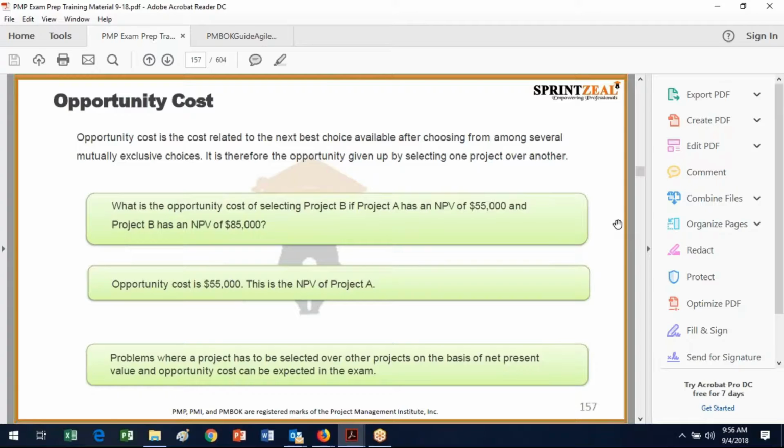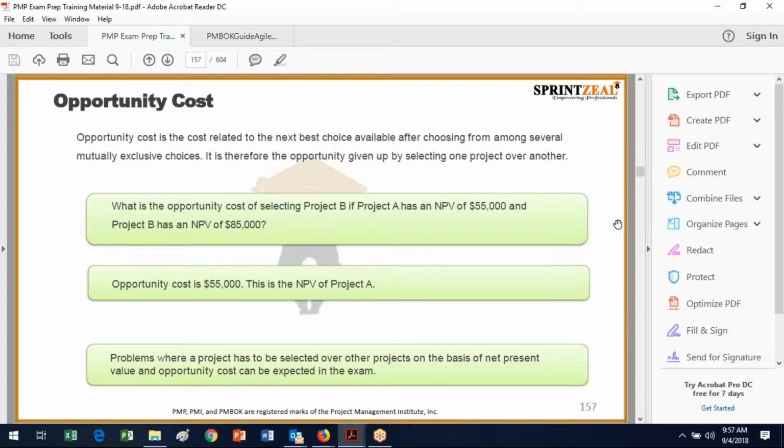So if project A has a net present value of $55,000 and project B has a net present value of $85,000, you want to take B because that's the higher one, but the opportunity cost of B is the value of A, which is $55,000. So it's the lesser of the two. If you choose B, you know that the opportunity cost is A.